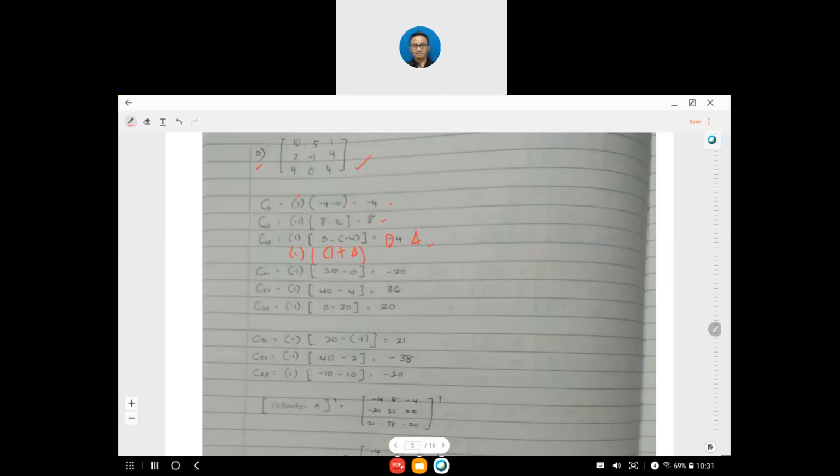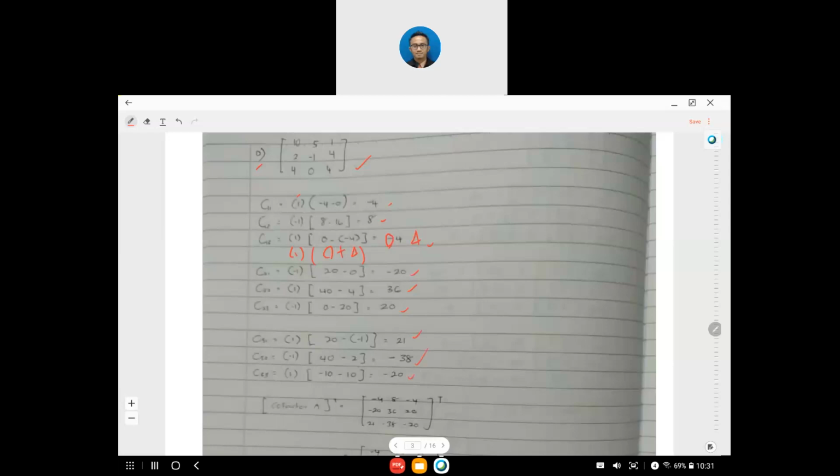Okay, C21. So you can get -20. C22, you can get 36. C23, you can get 20. Okay, and then C31, you can get 21. C32, you can get -38. And C33, you can get -20.